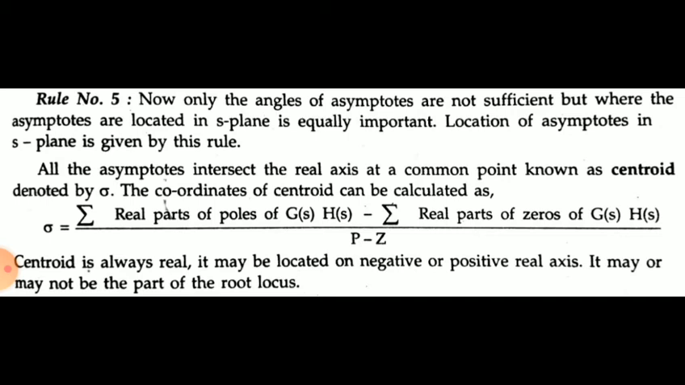The formula for the centroid is given. The angles of asymptotes are not sufficient, but where the asymptotes are located in the S-plane is equally important. All the asymptotes intersect the real axis at a common point known as the centroid. By using this formula, summation of real parts of poles minus summation of real parts of zeros upon p minus z, you will get the centroid.